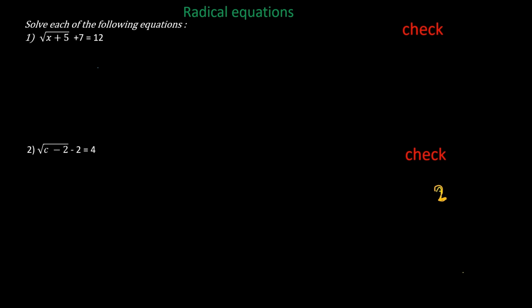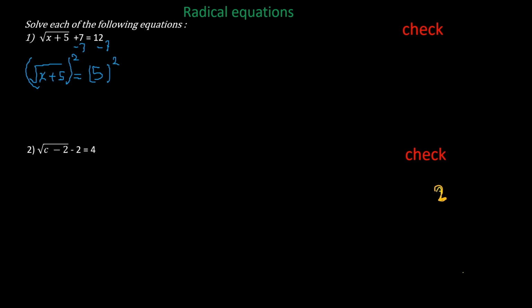At first, we have to isolate the square root. We have positive 7, so we have to cancel it by adding negative 7 to both sides. Then the square root of x plus 5 equals 12 minus 7, which equals 5. Second step, to eliminate the square root by squaring both sides. So we square the square root like this, and then square the other side.